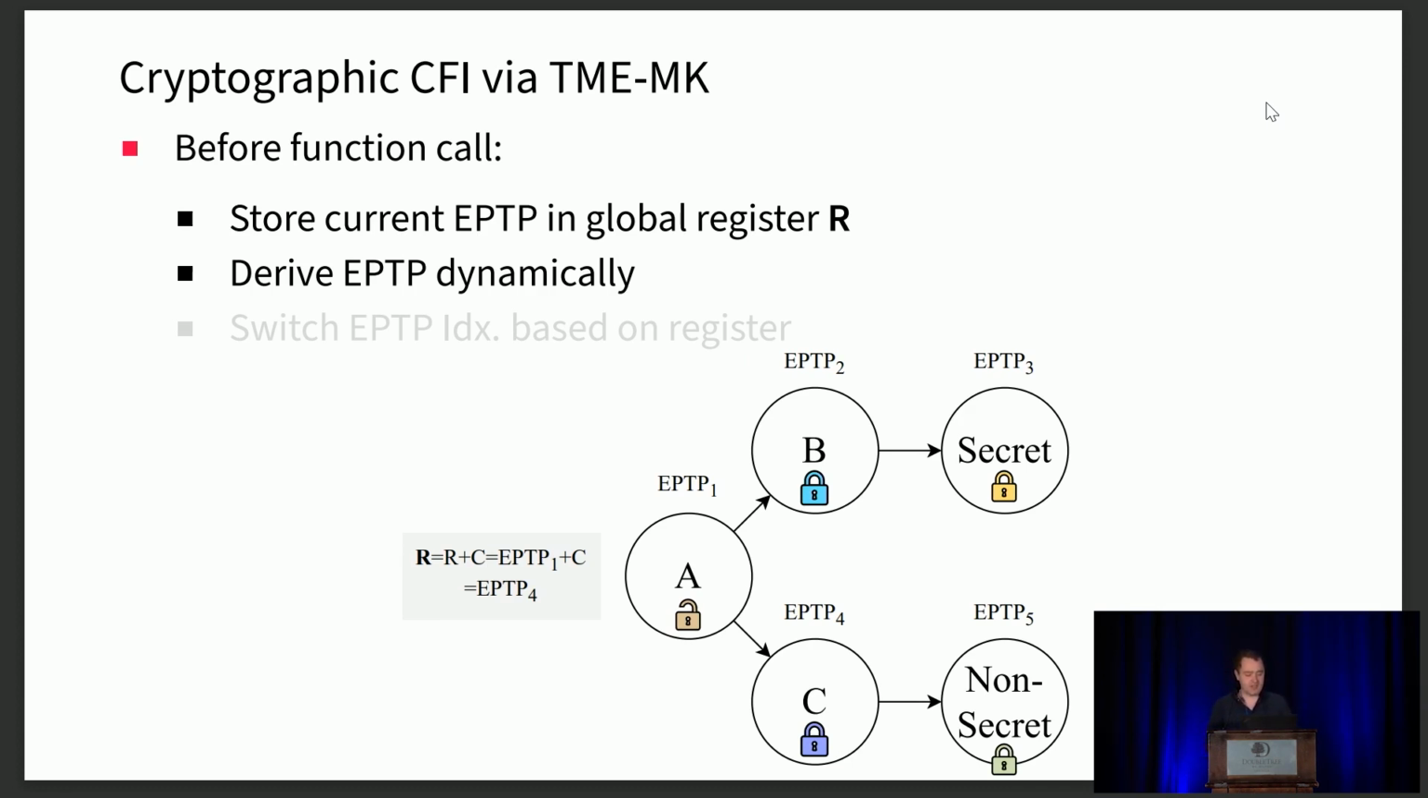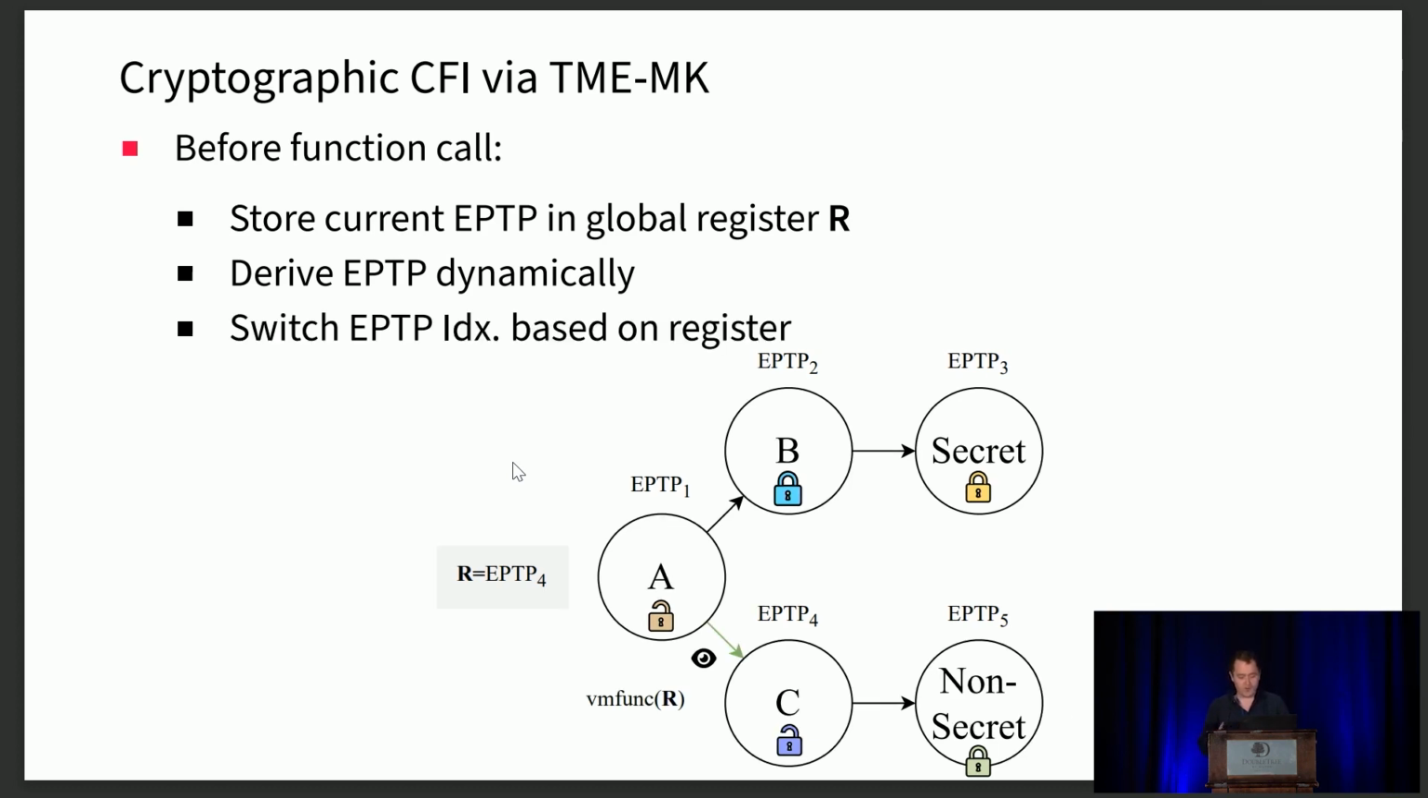So we do this by just adding the current register value, which is the extended page table pointer, plus a position-dependent constant. And this addition basically gives us, if you're doing the right control flow transfer, the correct extended page table pointer, which is in this case the extended page table pointer 4. And before we do the call instruction, we need to make sure that we switch to this extended page table using the VM-func instruction.